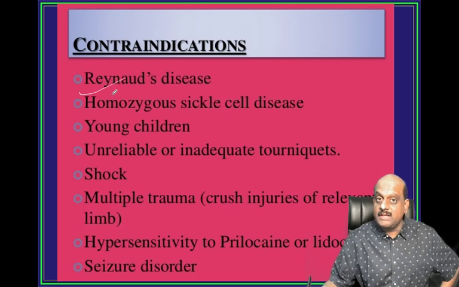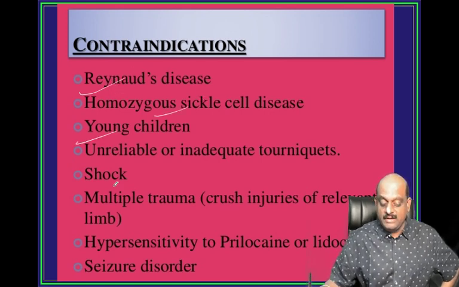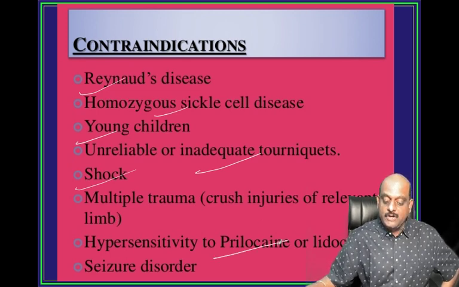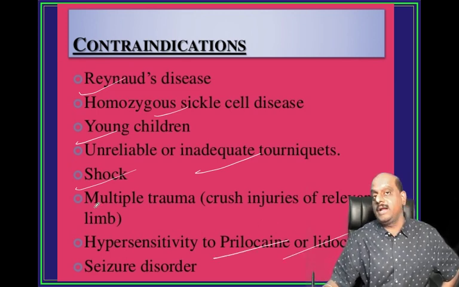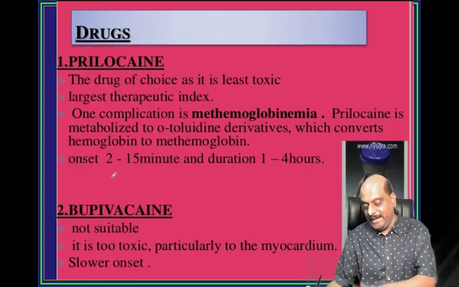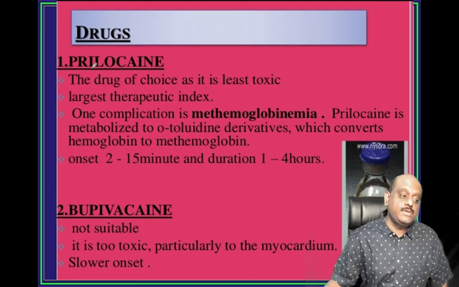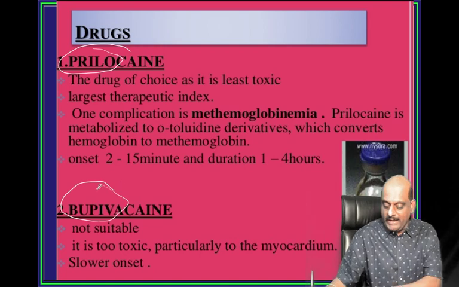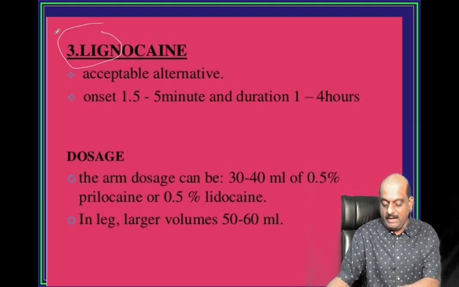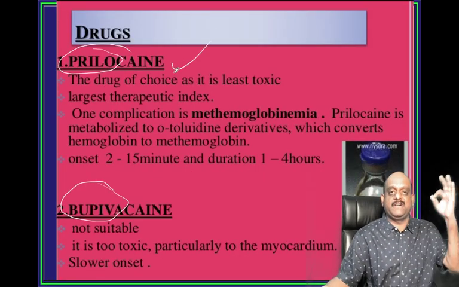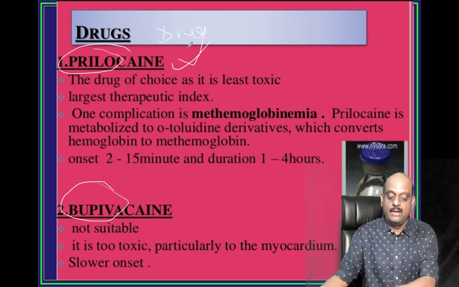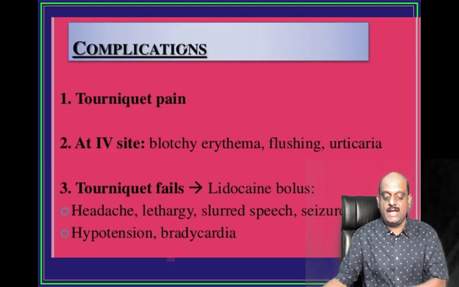Any Raynaud's disease, sickle cell disease, young children, shock, inadequate tourniquets, hypersensitivity to prilocaine or lidocaine, seizure disorder, multiple trauma like crush injury, you can't do Bier's block. So what do we use as a local anesthetic in Bier's block? Prilocaine, bupivacaine, lignocaine. But prilocaine is the preferred drug of choice in Bier's block, is what you need to understand.